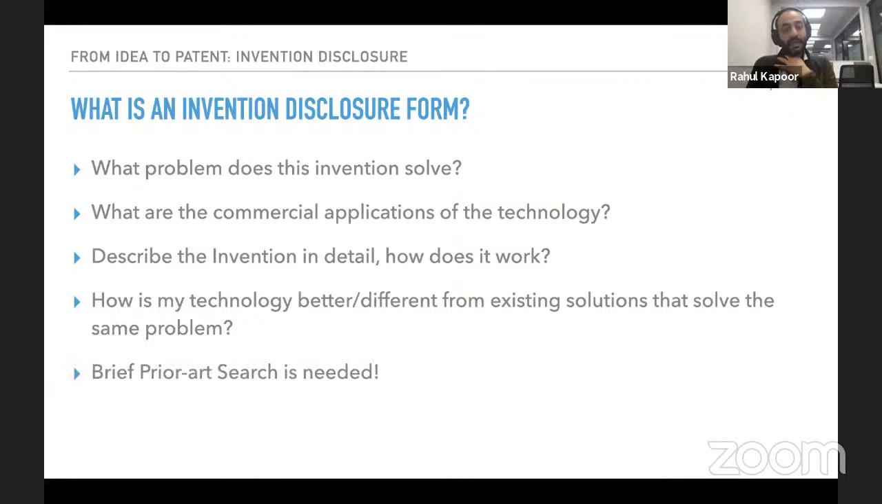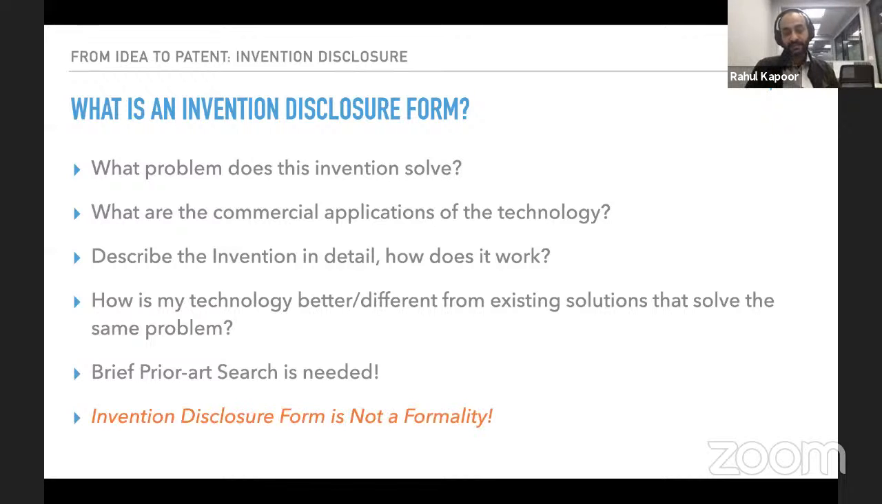and so on. A brief prior art search is needed even at the time you are filling the invention disclosure form, just like I taught you, the quick and dirty method. At least that is needed, because your invention disclosure form should ideally have a bunch of prior art search also, where you can say, okay, these people have done it this way, and you can highlight your part where you are innovative. You can highlight the part for which you can get the patent.